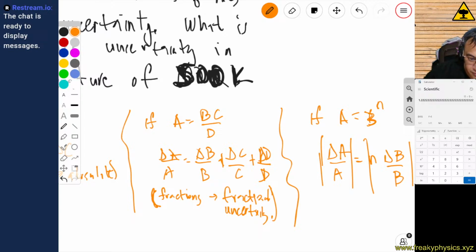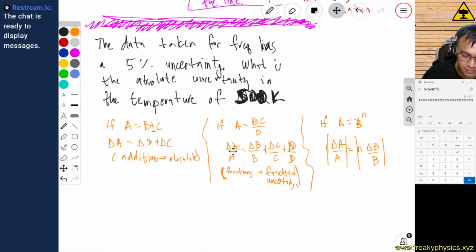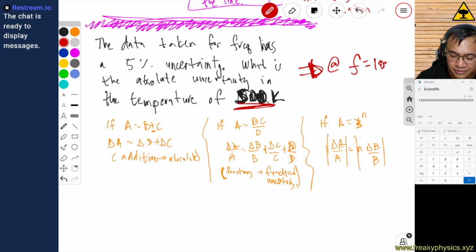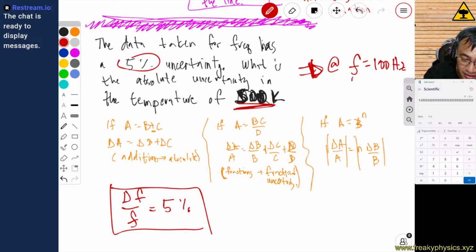Okay. All right. So going back here, how do we solve this? The data taken, let's put that here, and this is going to be our last topic here. In this particular case, we say that the temperature is 500 Kelvin at the frequency equals 100 hertz, right? It says here that your uncertainty is 5%. So delta F over F is automatically 5%. You don't need to solve for that actual delta F. No need.